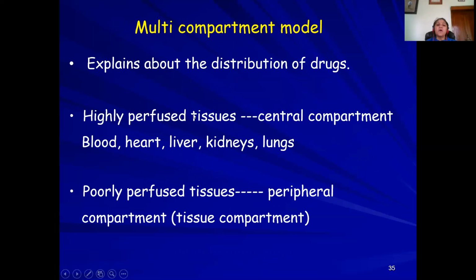Here, we classify the organs and tissues as highly perfused and poorly perfused. Highly perfused tissues form the central compartment, and the poorly perfused tissues form what we call the tissue compartment or the peripheral compartment. The tissues and organs that come under the central compartment are blood, heart, liver, kidneys, lungs, spleen, and so on. And the poorly perfused tissues fall under the peripheral compartment.